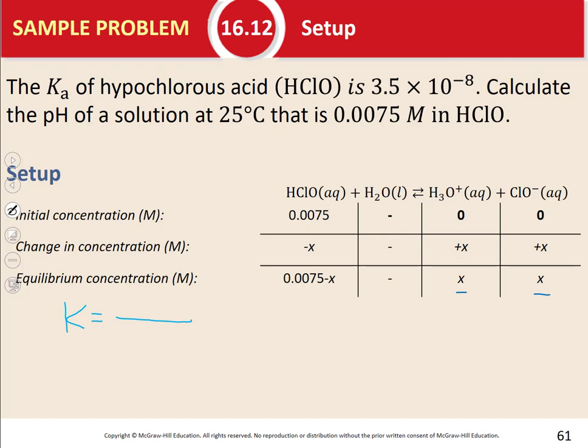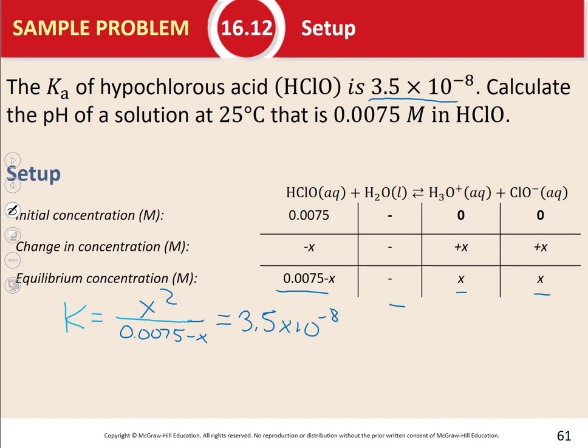Technical difficulties. All right, so since X and X are your two products, you'll end up with X squared on the top. On the bottom is your reactant, so that's just the 0.0075, or whatever your initial concentration is, minus X, and of course we ignore water because it is a liquid. Plug in our K value. Our K value was given. If it's not given, you would check that table of weak acids on page 735. 3.5 times 10 to the negative 8.